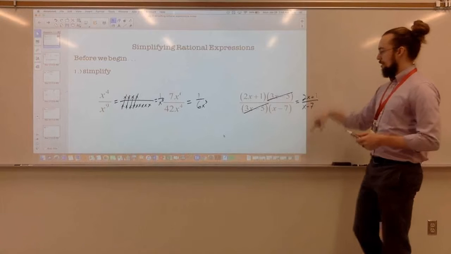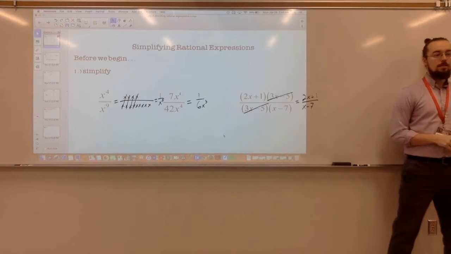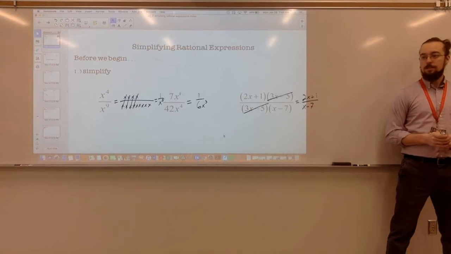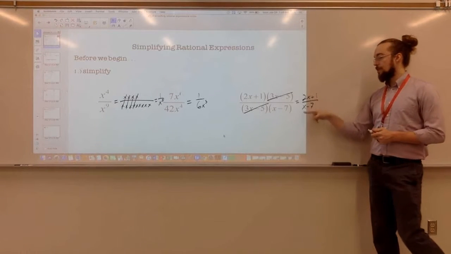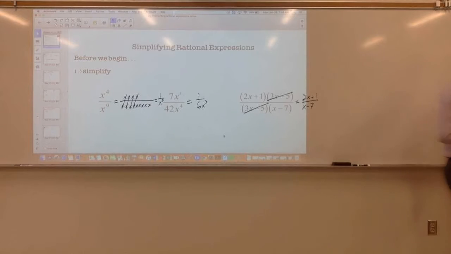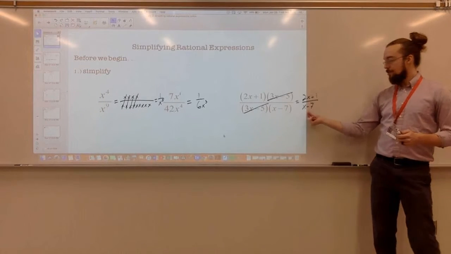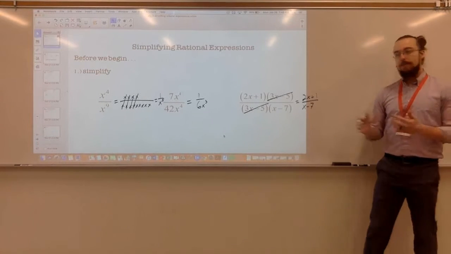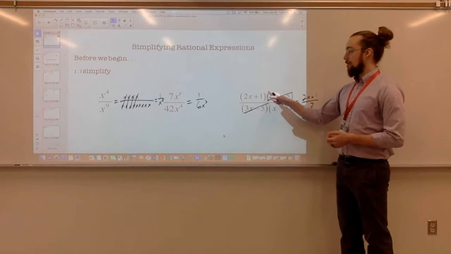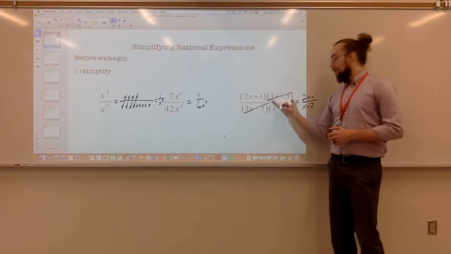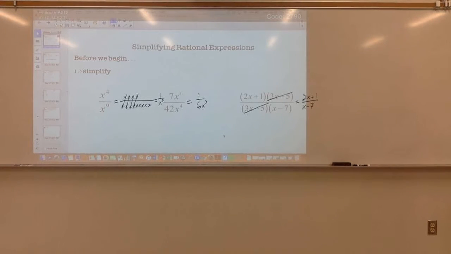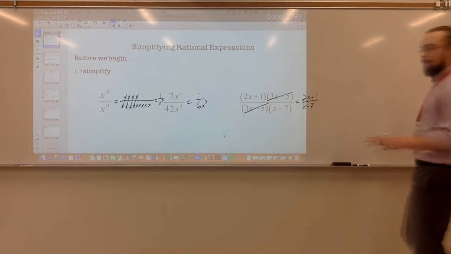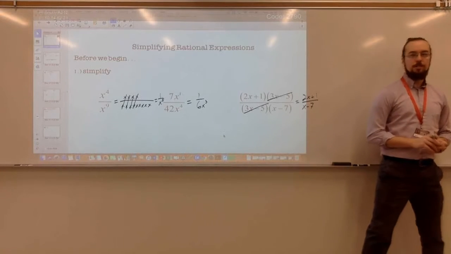Can I cancel out these x's? No. I cannot cancel out these x's because I'm not multiplying now, right? I'm adding and subtracting. I can only cancel things that are being multiplied. And these parentheses show that these are factors being multiplied. So I can cancel those out. Does that ring some bells, simplifying things like that?